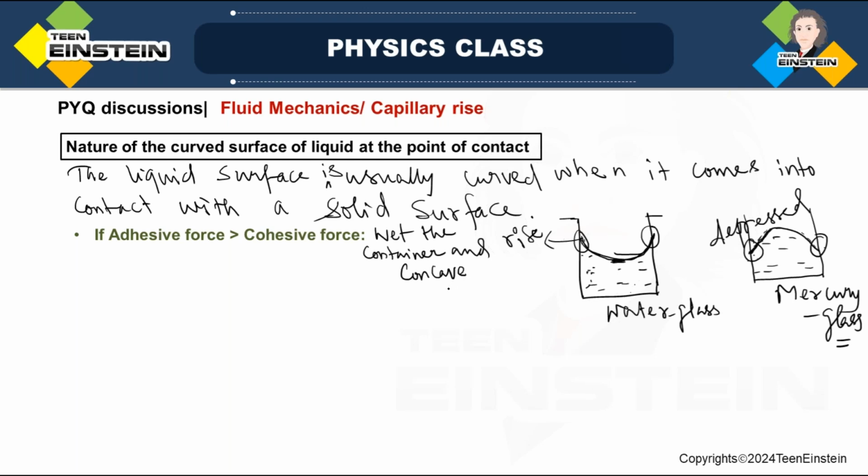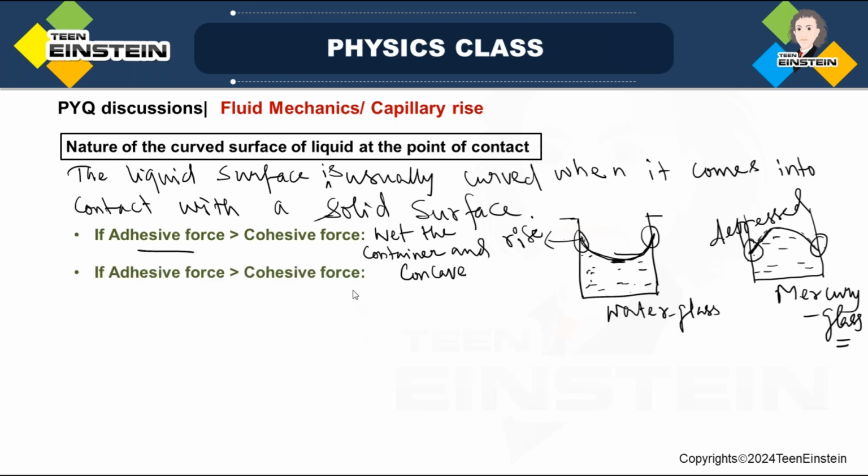See, in case of water, the cohesive force is less strong than the adhesive forces between water molecules and glass molecules. So that's why the adhesive force is more here in case of water-glass contact, and at that point of contact the liquid is actually making the glass container wet, and the meniscus will be concave, the liquid surface will be concave.